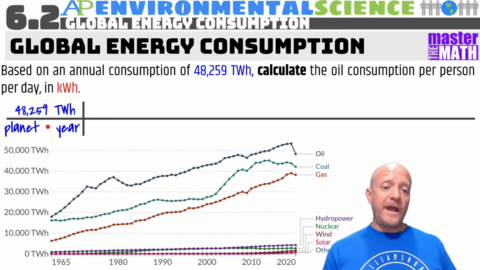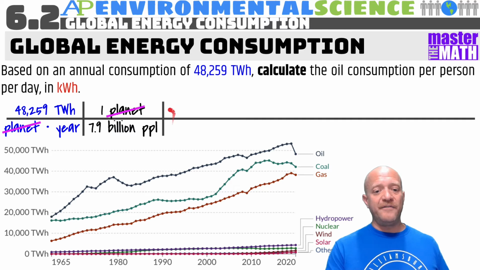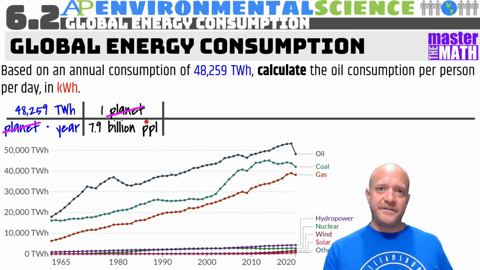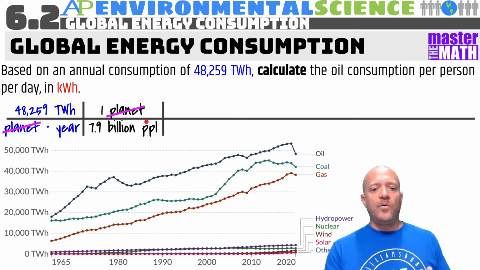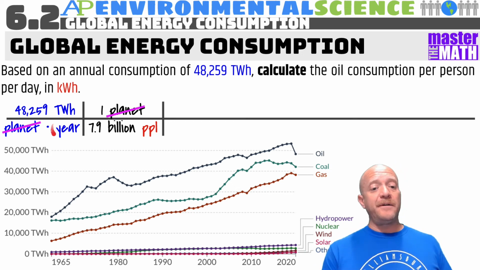Now, what I want to do is cancel the planet, because the planet is composed of 7.9 billion people. And people, person, same thing. So once I get this conversion done, I'm actually going to be at my final value per person. So I don't need to do any more conversions with the amount of people. So I can jump now and get rid of this year, and I want to get it to per day.